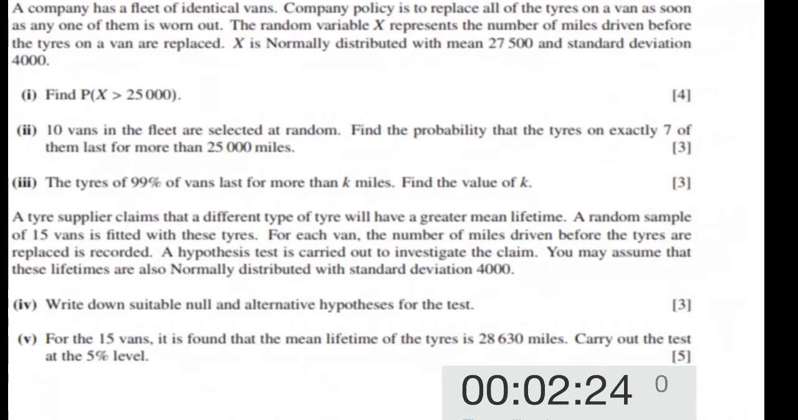Answer part 2 should be 0.259, I think. Is that right? No, that's a different question. Oh, I've deleted my workings for this one. Why have I done that? Oh no, that is right. 0.259.